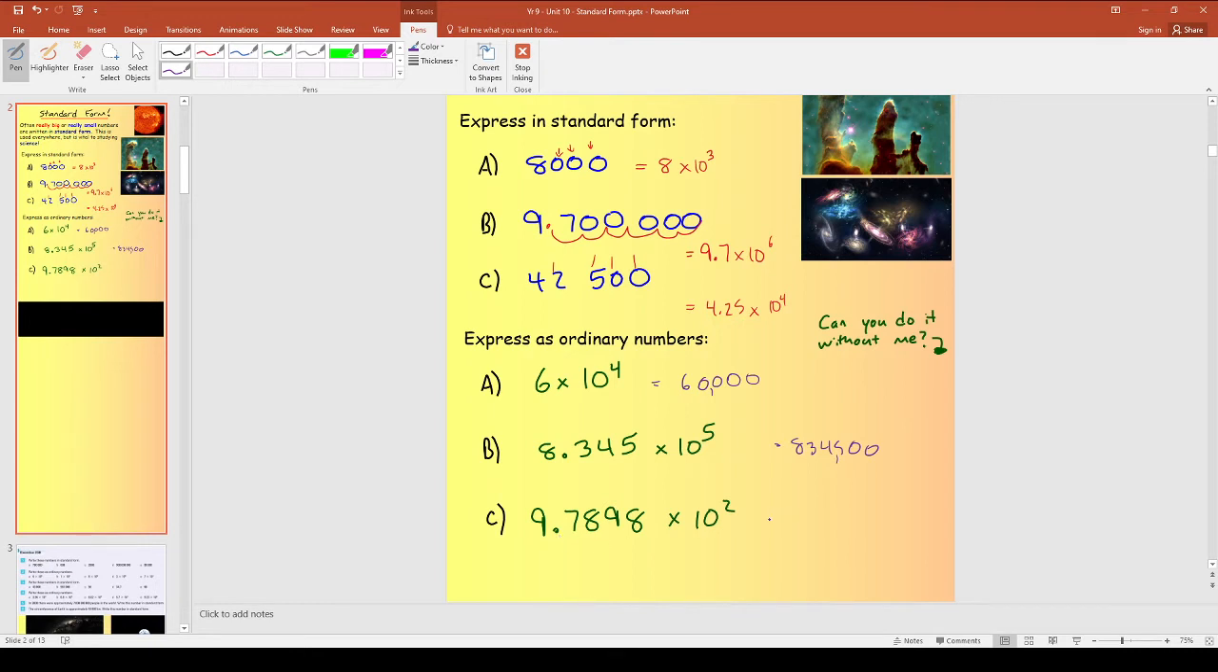Times 10 to the negative 2 this time, it's just 2 spaces in. 0.98, I should say. 1, 2. Ends up there. Cool beans, buddies. So it's not too bad.